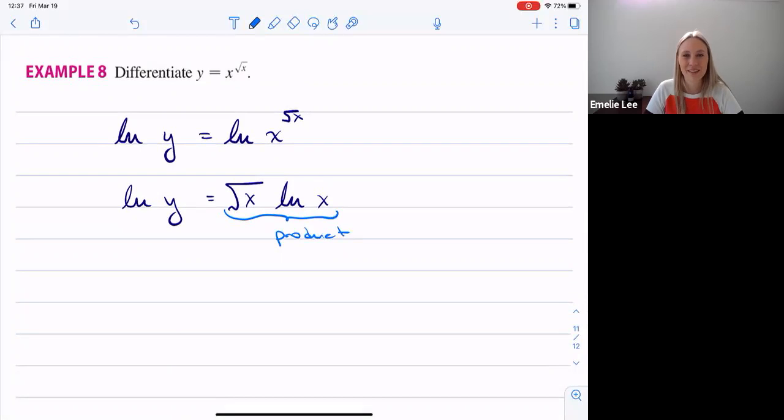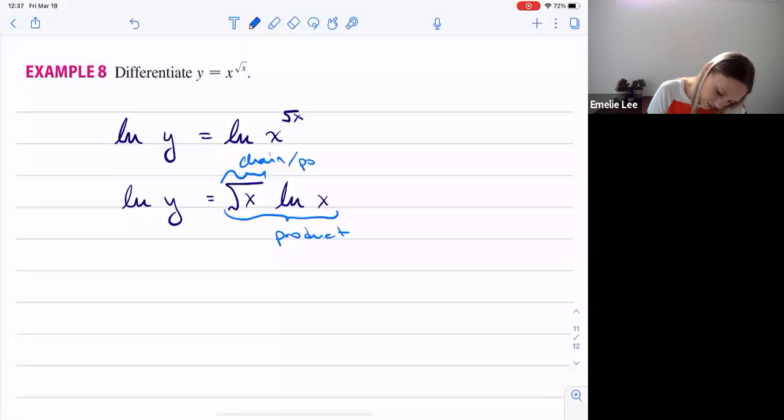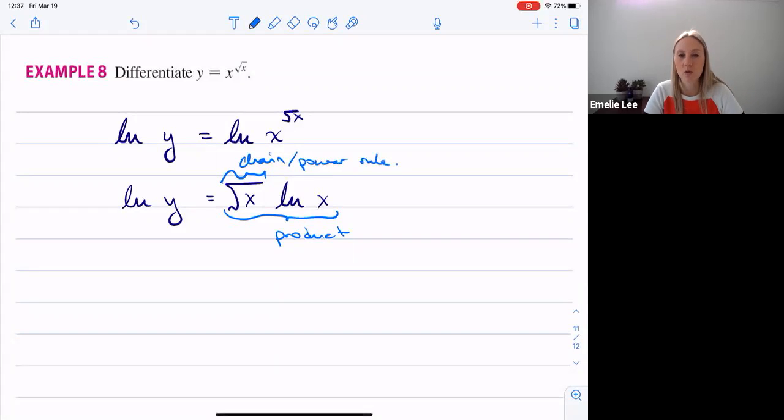Not bad, right? Well, and I guess a chain rule here, but it's itty bitty. So it's not really a chain rule because it's x to the 1/2. So it's really just a power rule, but whenever I see a root, I like to think of it as a chain/power rule. Derivative of the inside there is just 1, right? So it doesn't really count.